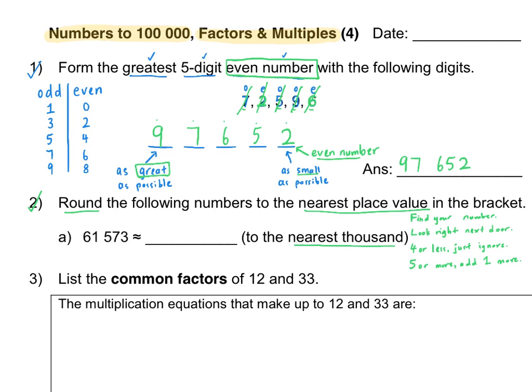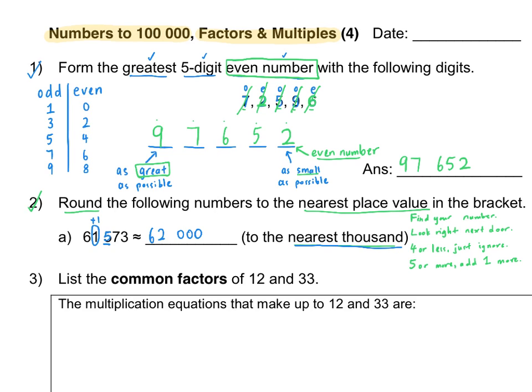They want us to round to the nearest 1,000. Which digit is in the thousands place? Digit 1. Look right next door. Now, digit 5, is it 4 or less or 5 or more? It is 5 or more, so we add 1 more. So digit 6 stays the same. 1 plus 1 becomes a 2. Whatever number behind the circle becomes a 0. So this will be the answer for question 2.